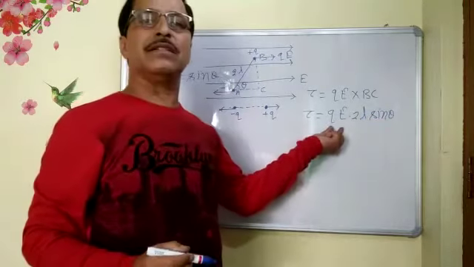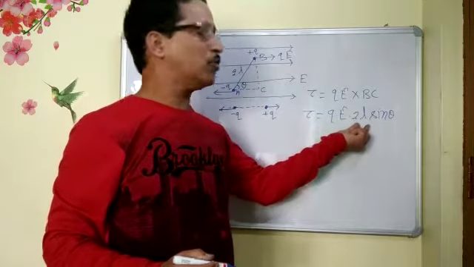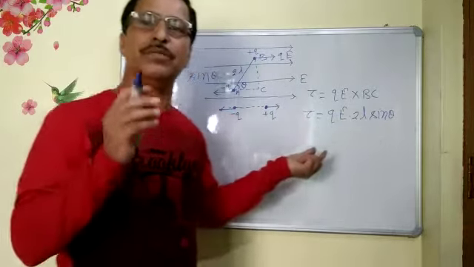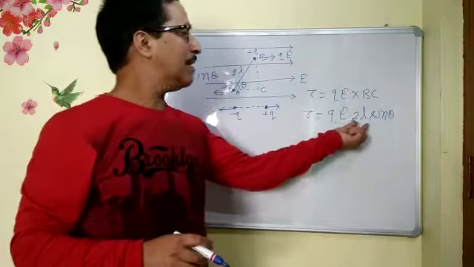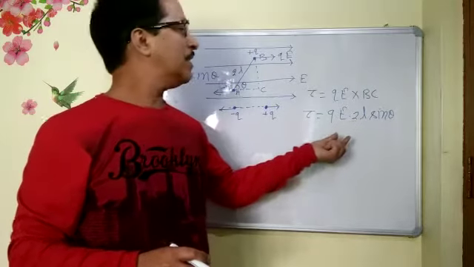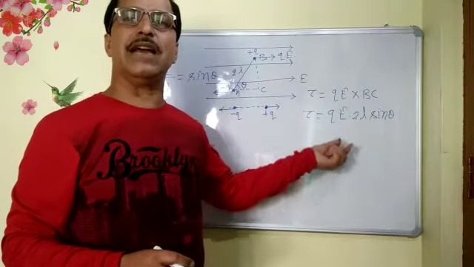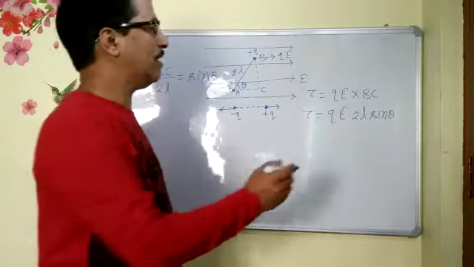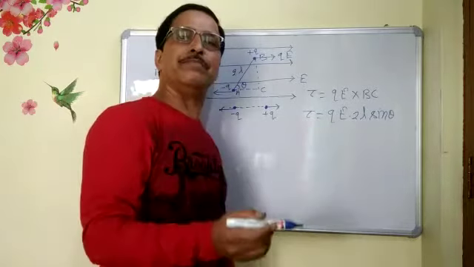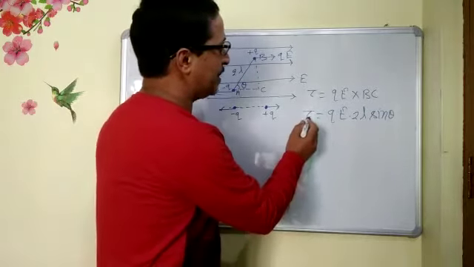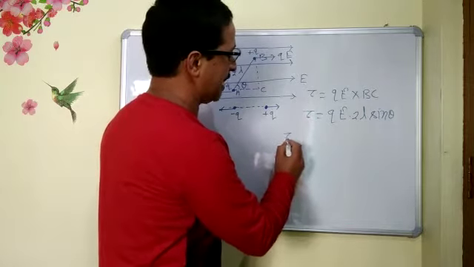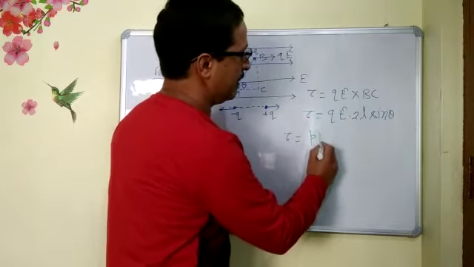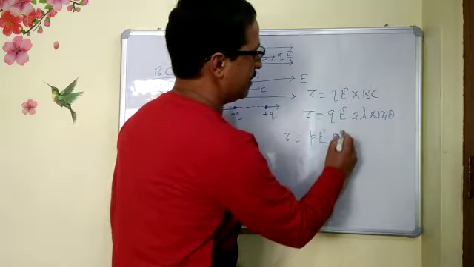Again, we know that Q into 2L, which is the product of one of the charges of the dipole and the length of the dipole, is known as the electric dipole moment of the given dipole and is denoted by the letter P. So the expression for the torque becomes tau equal to P into E into sin theta.